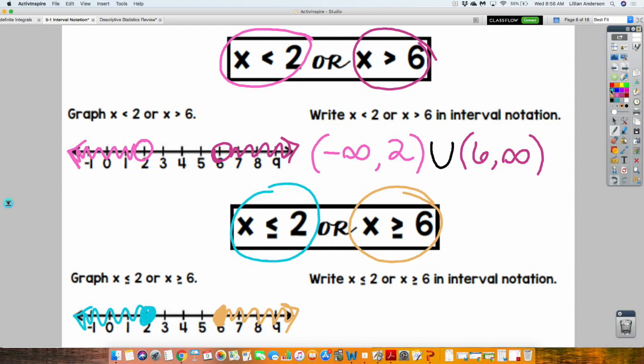Who thinks they have the light blue one? Haley: I did negative infinity, there's the 2, and then it's parenthesis and then bracket. Awesome. Who can do the tan part? Bree: Bracket 6, infinity, parenthesis. Perfect. And then what do we need to connect them? The union. And that's it. Good stuff.